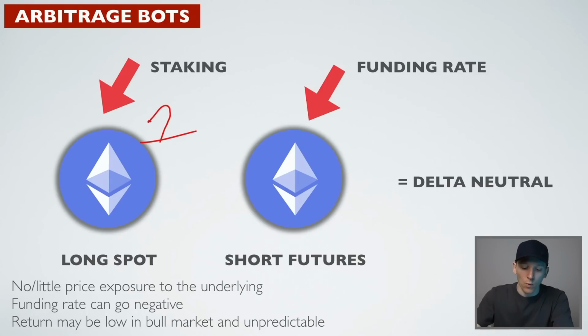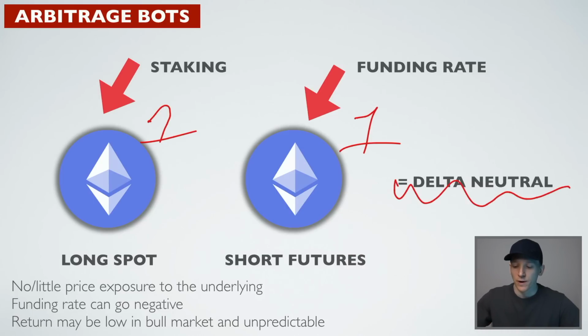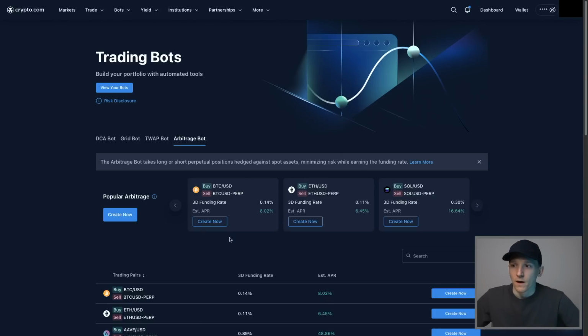So we go 1 unit long in spot, and we go 1 unit short in futures. And therefore, our trade is known as delta neutral because we're long one and short one. So essentially, if carried out perfectly, you have no real price exposure. So that's how the delta neutral part works. Now, the fun bit in crypto is you can see this APR, right?